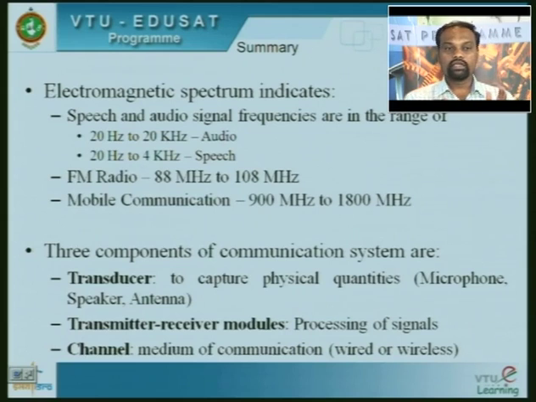Now the signals captured by the transducer are processed both at the transmitter side as well as at the receiver side. So we call them the transmitter receiver modules, and they are particularly used for processing of signals. Once the signals are processed by the transmitter, the signal has to travel over a medium, and we call that medium a channel, and this channel can be either wired or wireless. Whenever a signal is traveling on the channel, it travels in terms of an electromagnetic wave, and the signal will then be received at the receiver for further processing, and this is what happens in a wireless communication system, right?